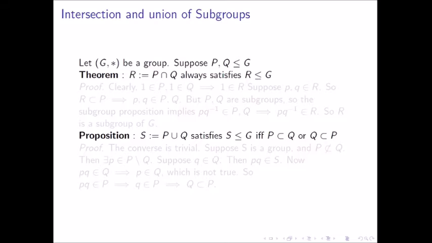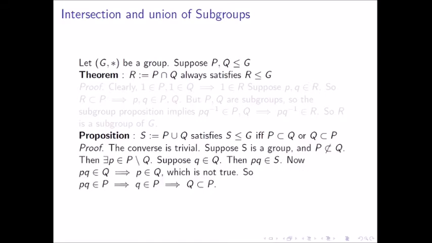So now let's look at unions. Suppose S is P union Q and satisfies that S is a subgroup of G. Then our claim is that this can hold if and only if P is a subset of Q or Q is a subset of P. The converse is trivial, as if P is a subset of Q or Q is a subset of P, their union is either Q or P, and so S turns out to be a subgroup.